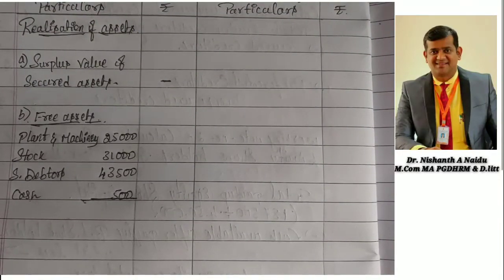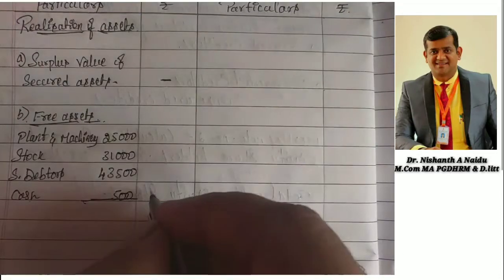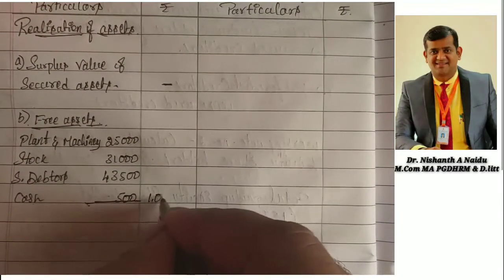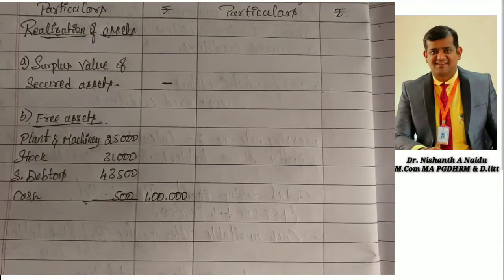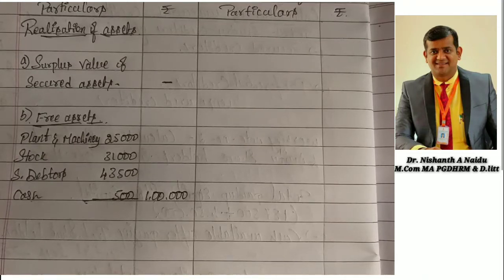25,000 plus 31,000 plus 43,500 plus 500. So that comes to 1 lakh rupees. Yes, 1 lakh rupees. So now in this problem, I am going to introduce one more item in the liquidator's final statement, which we have not done so far.